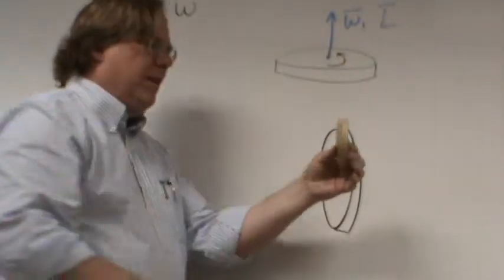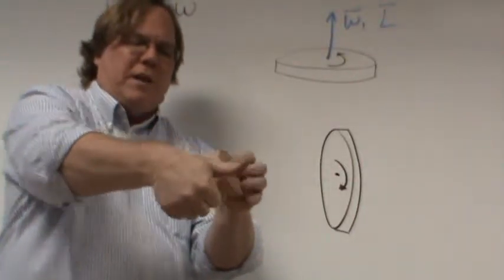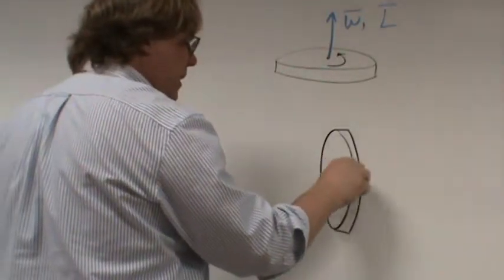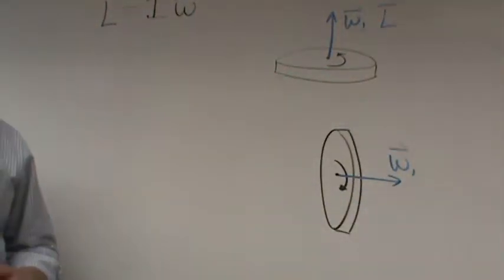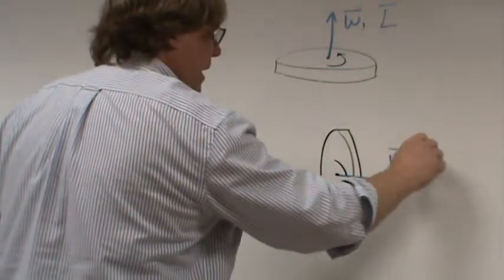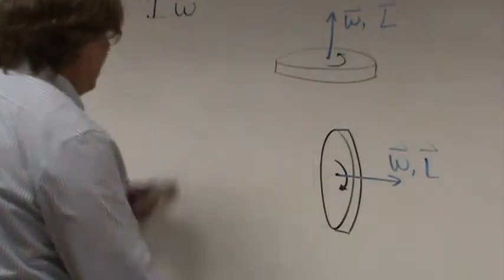I'm hoping you guys are getting this, that this disk is rotating clockwise, and so I'm going to have my fingers curl in the direction of that clockwise rotation, and my thumb will point in the direction of omega. How many people in this class realize that in this case your omega is going to be to the right? Well, if you did, you win. Thank you very much. And so thus, because omega is to the right, that means your angular momentum is also going to be to the right. And this is a vector equation.